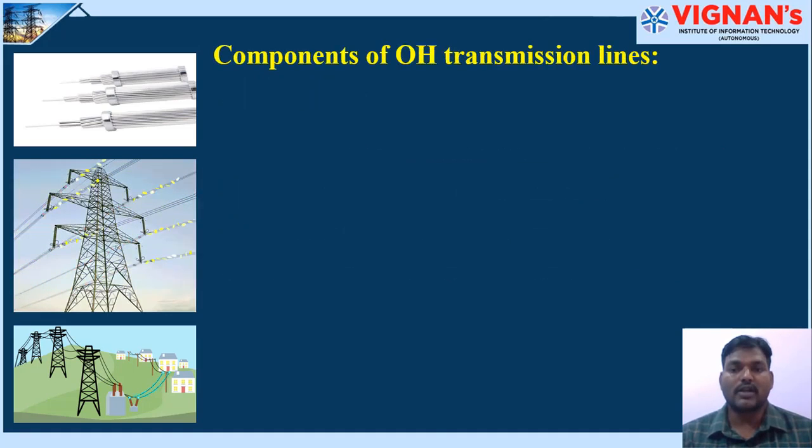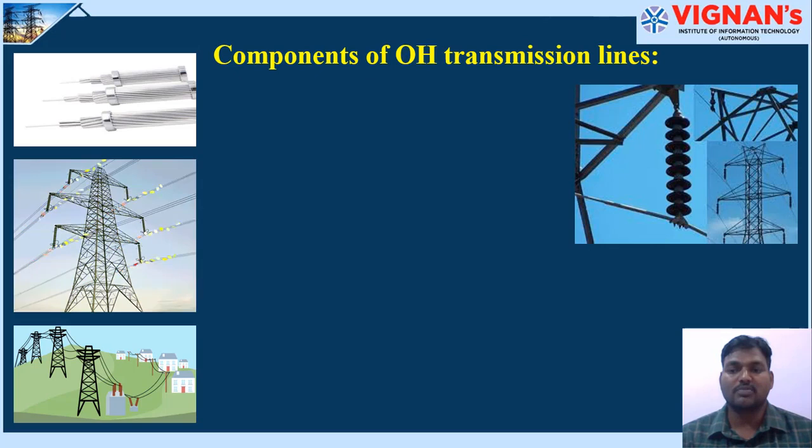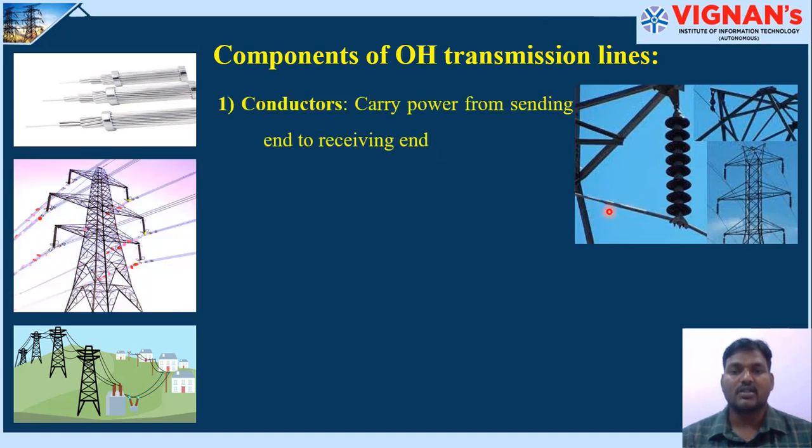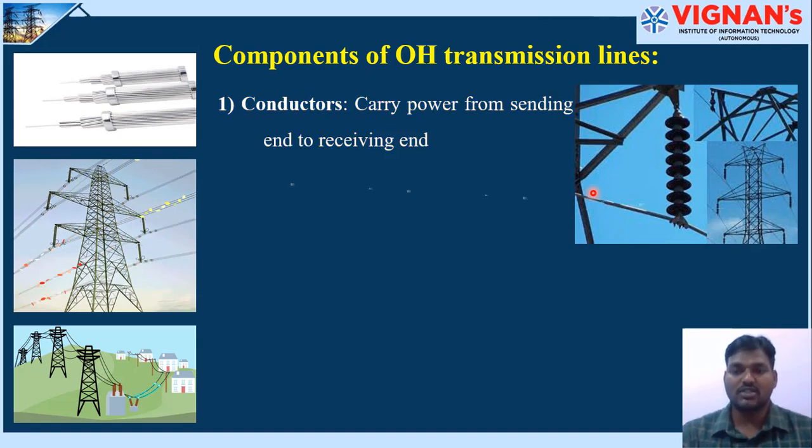The components of an overhead transmission line can be depicted in this figure. You can see that here there is a power transmission tower. Here on the left side, you can see my laser pointer. This is a long power transmission tower which is carrying power from one place to another through these power transmission lines. You can see this line. This is basically called a conductor. A conductor is used to carry power from the sending station to the receiving station.